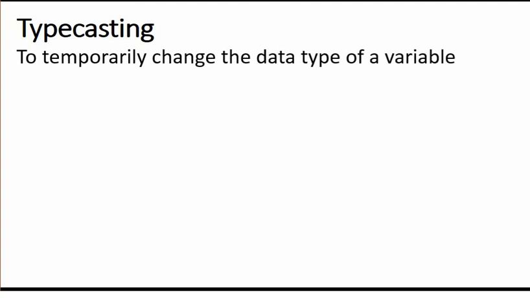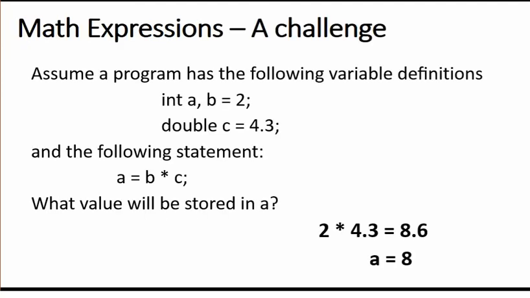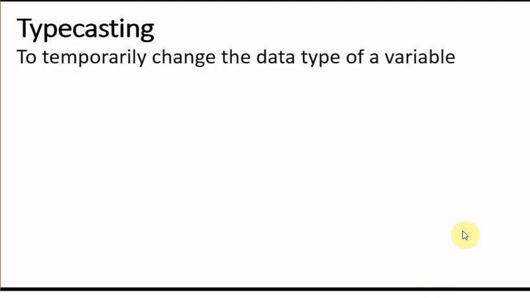Typecasting. Sometimes, if we go back to this one, what if you wanted to use 8.6 and not the integer portion 8? Well, you can typecast it. And typecasting is where you have a variable, like for example an integer, but you want to use it as if it was a double. But you still want to keep the original variable as is. Then you can do a typecast where it temporarily changes the data type of a variable.